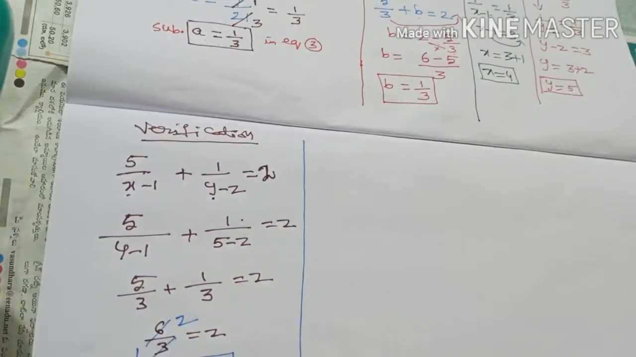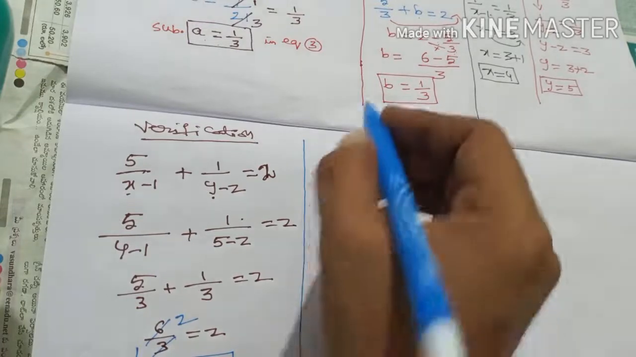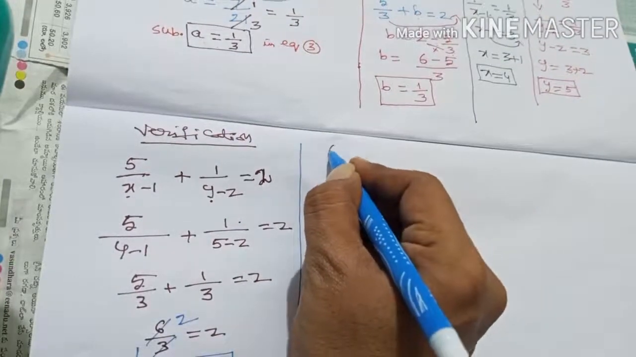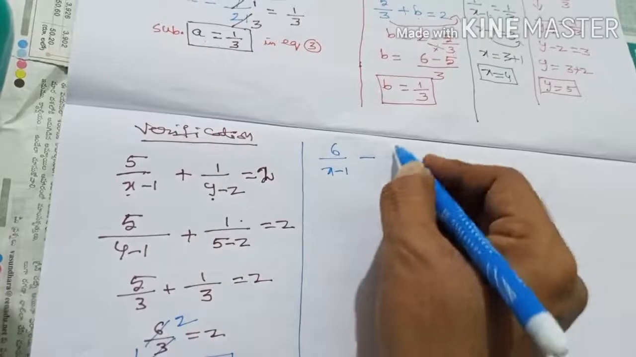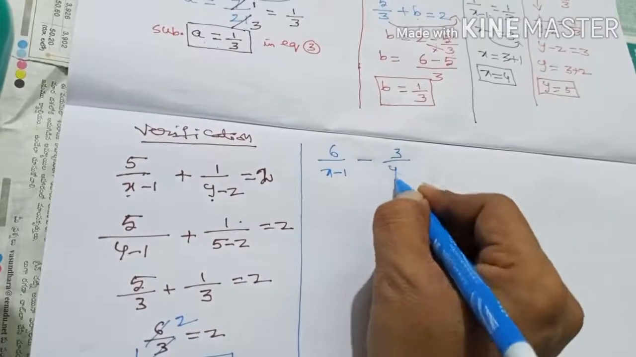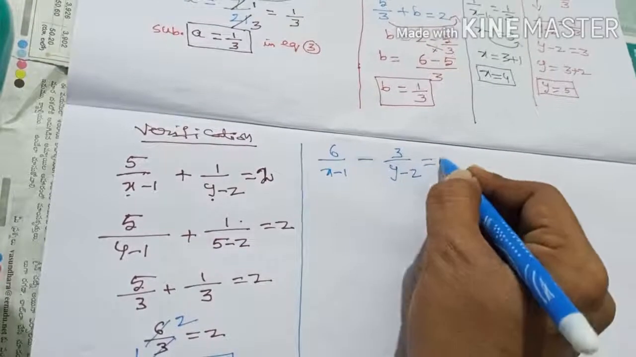So here you cannot conclude the solution is a right one. Why? Because the solution has to satisfy the second equation also. Then only we can conclude our solution is a right one. Therefore, you will take the second equation. It is nothing but 6 by x minus 1 minus 3 by y minus 2 is equal to 1.